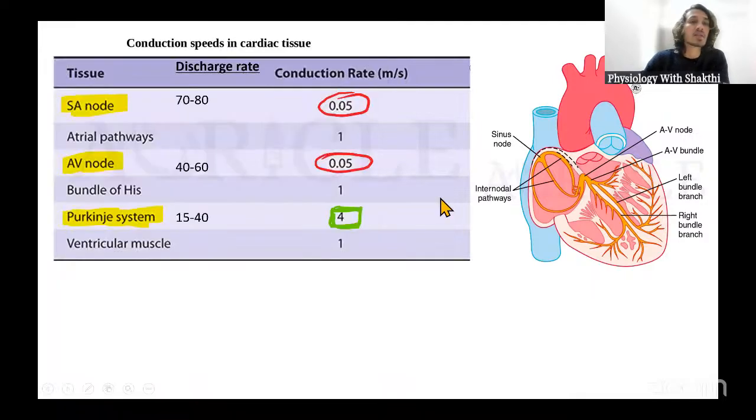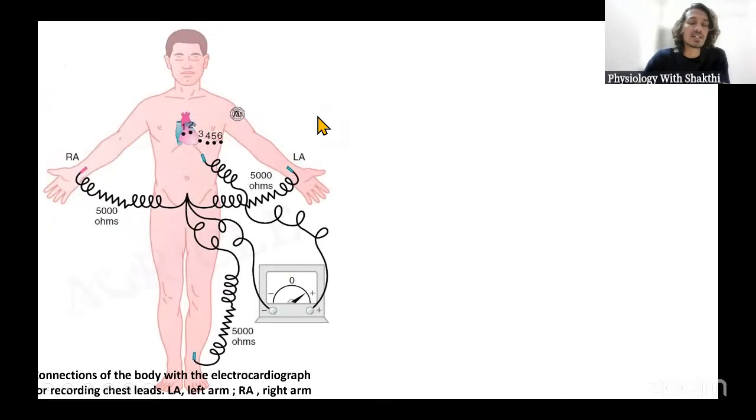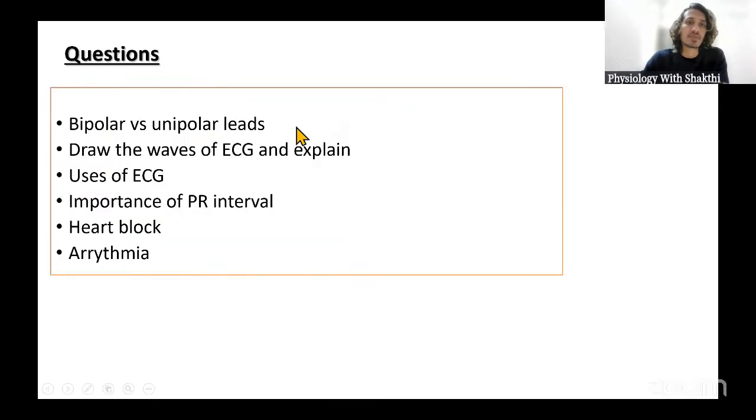Okay. Next set of questions. What is bipolar versus unipolar lead? Okay. Draw the waves of ECG and explain. Uses of ECG and certain clinical things like what is the importance of PR interval, what is heart block, what is arrhythmia. So bipolar versus unipolar limb lead. May not be just limb leads, just leads.